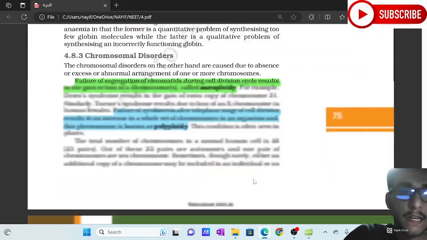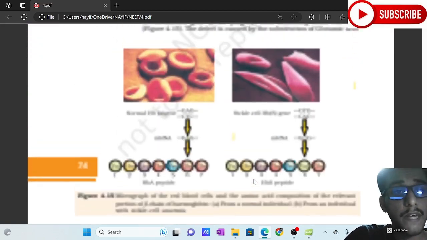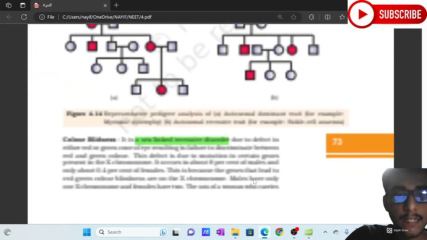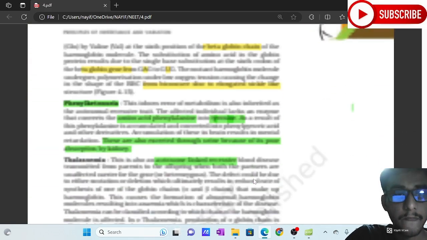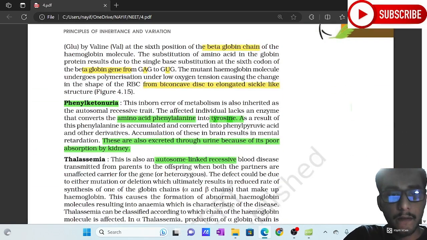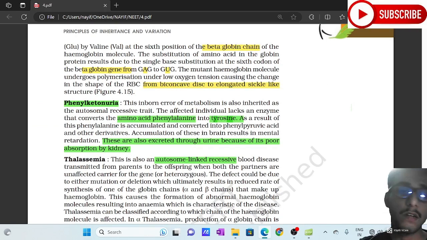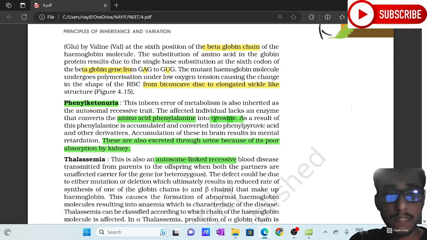Okay. Now, we are going to discuss phenylketonuria. Phenylketonuria is also an example of an autosomal recessive trait. What happens in phenylketonuria? We know that phenylalanine is an amino acid. Actually, phenylalanine needs to be converted into tyrosine with the help of the PAH gene.